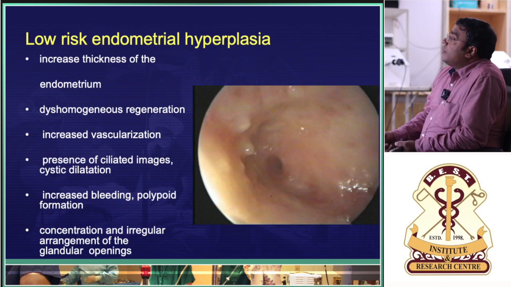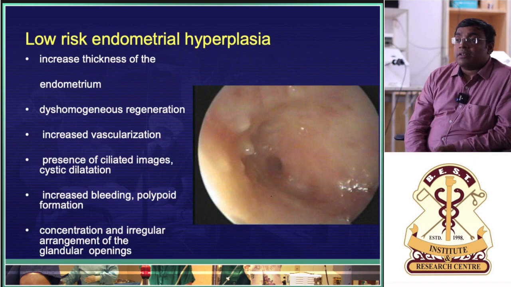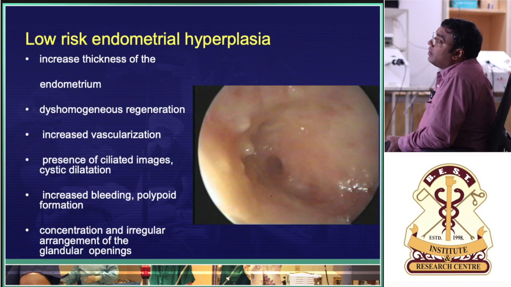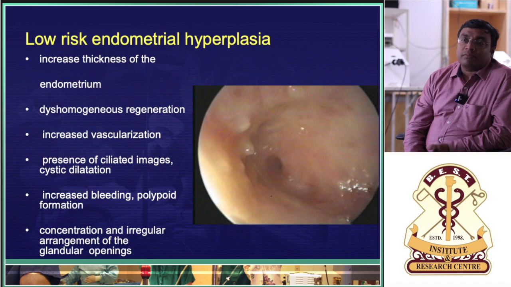Okay. Then when you see the endometrium in patients with AUB, there is increased thickness of the endometrium, dishomogeneous regeneration, increased vascularity, presence of ciliated images or cystic dilatation. So some areas excess growth is happening, some areas less growth, some areas are highly vascular, some areas are normal in vascularity. That is suggestive of a probable endometrial hyperplasia which has low risk for malignancy. Okay. So when you do a hysteroscopy, you have to tell your patient, isn't it?